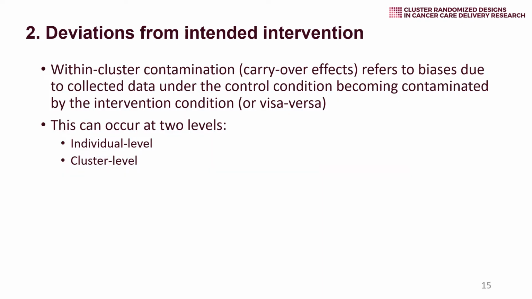To move on to the second type of potential bias that can arise in these cluster crossover designs, this is biases due to deviations from the intended intervention. Within-cluster contamination, sometimes referred to as carryover effects, refers to biases due to the way that the data collected under the control condition becomes contaminated by the intervention condition, or vice versa. This type of contamination or carryover effect can occur at 2 levels. It can occur either at the level of the individual or at the level of the cluster.